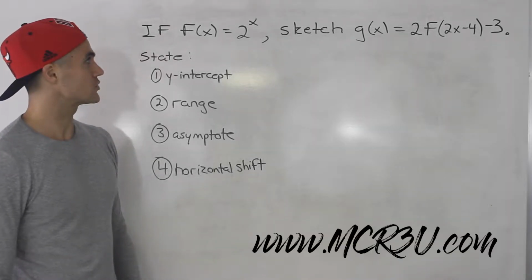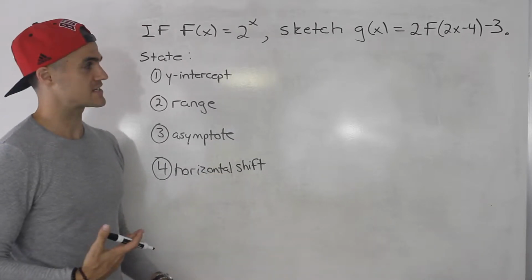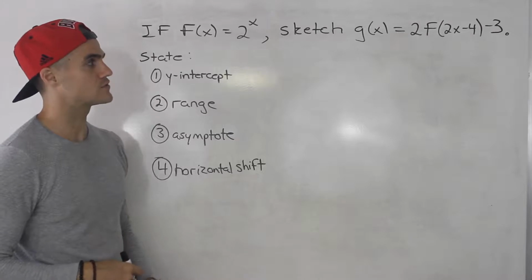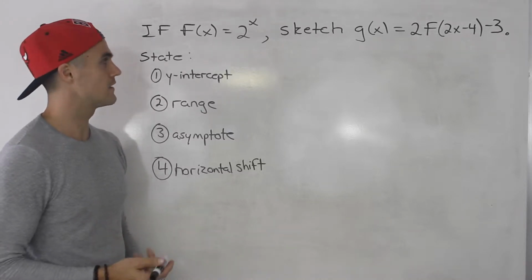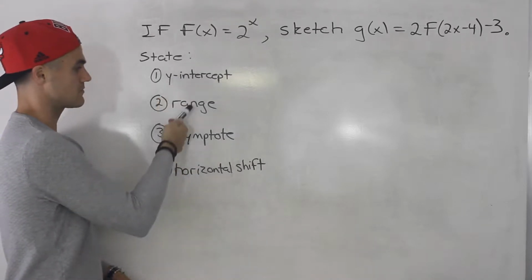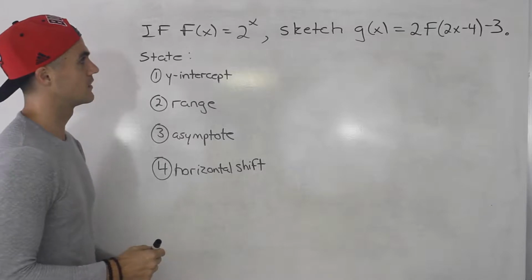In this question, we're told that f of x is equal to 2 to the power of x, and then we have to sketch that function. g of x is equal to 2 f of 2x minus 4, minus 3, and then we have to state some characteristics. So we have to state the y-intercept, range, asymptote, and then the horizontal shift.